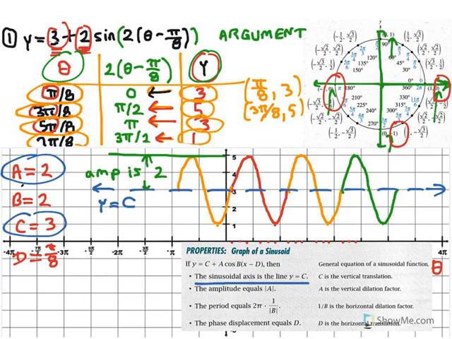I know the period is equal to 2 pi, which is the period of the parent sine function, divided by the absolute value of the parameter b. So I will have period is equal to 2 pi divided by 2, which is 1 pi. And you can see the period here.